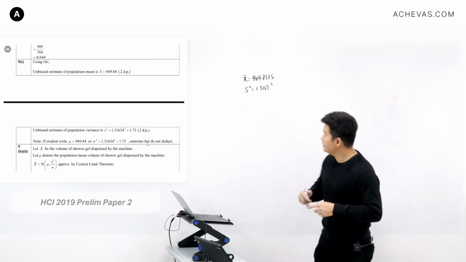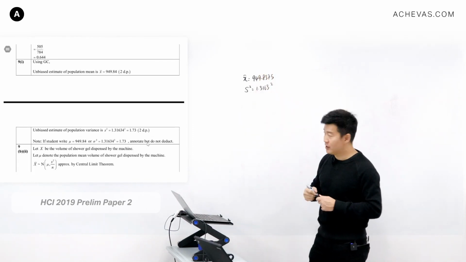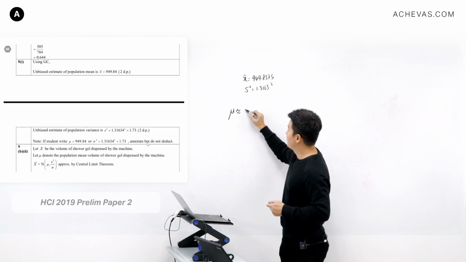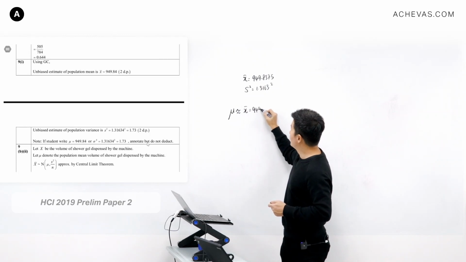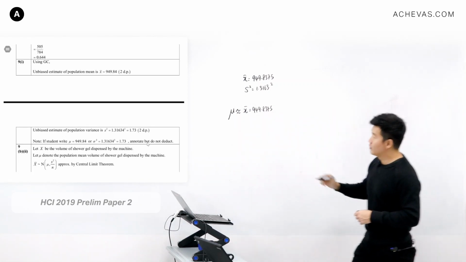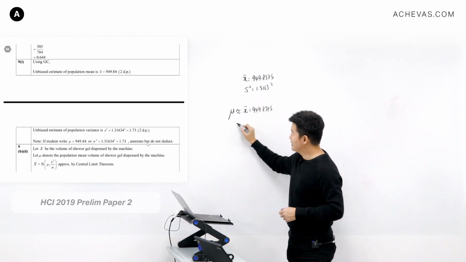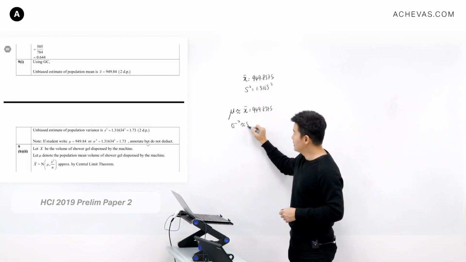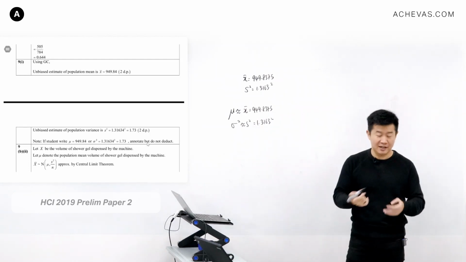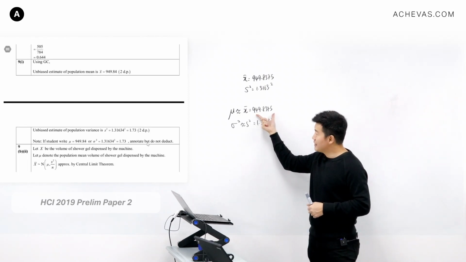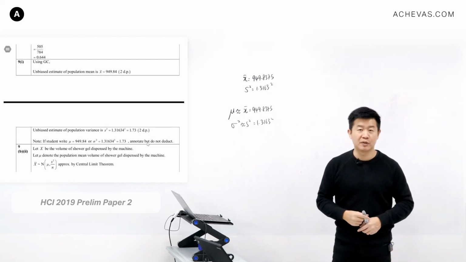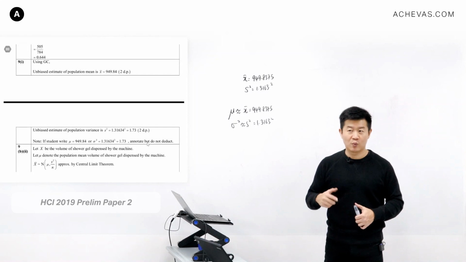What is wrong? You cannot just say this, okay? You must say that the population mean is approximated by x bar, which is 949.8375, or 3 significant figures. You cannot say s square is equal to this; you must say that sigma square is approximately s square and it is equal to 1.3163 square. That means you must say that this number is an approximation to the population mean, and this number is an approximation to the population variance. They want to see this.